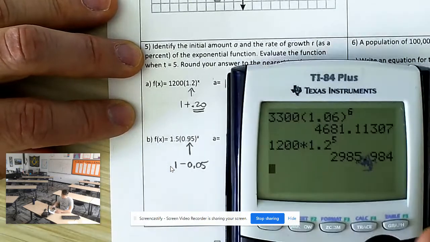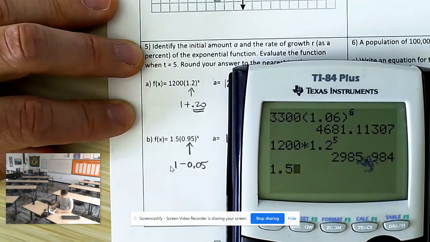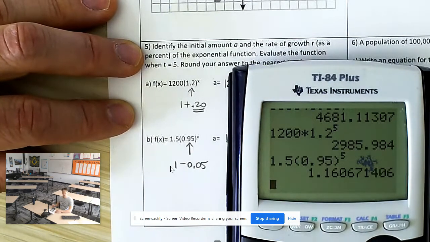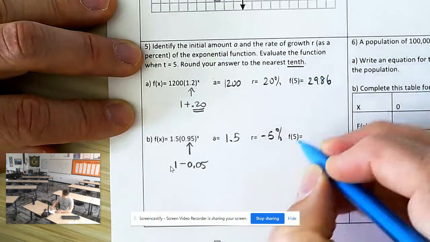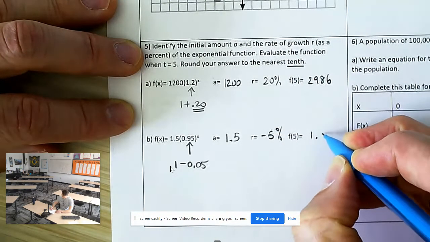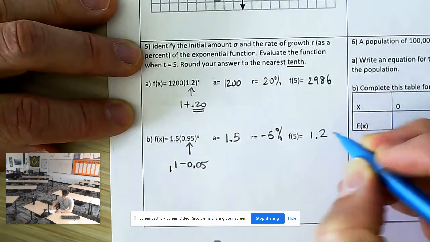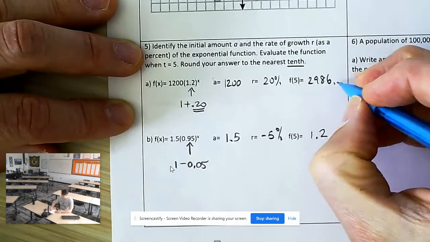Make sure you know how to use all these buttons on your calculator, because you can use a calculator on the final, because you're going to need it. As long as you know how to enter things, you'll be fine. So this will be 1.16. Nearest tenth, it says, so I'm going to go with 1.2 on that, and this will be 0.0.